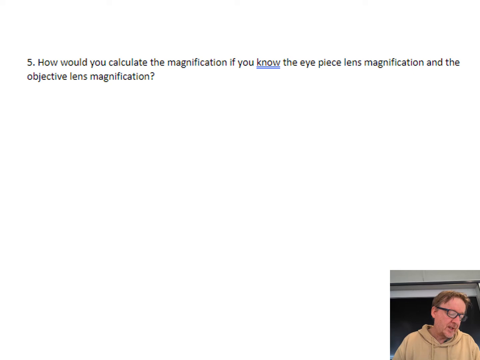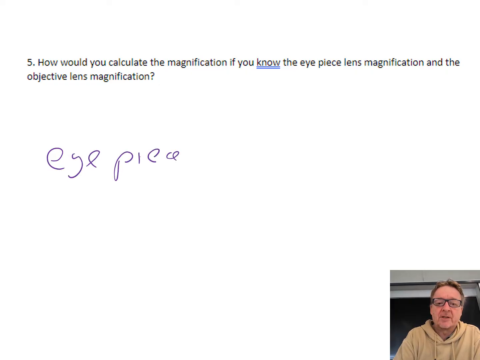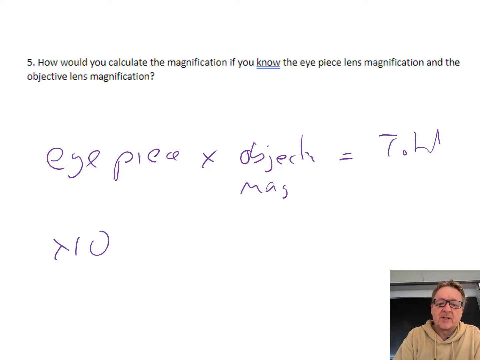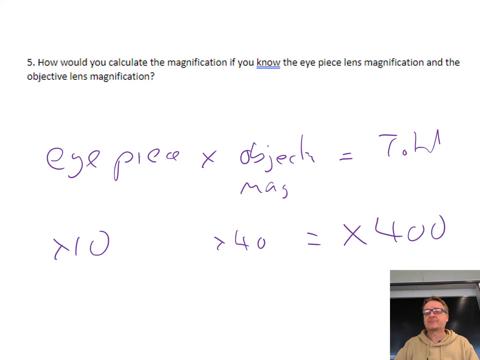How would you calculate the magnification if you know the eyepiece lens magnification and the objective lens magnification? So what you do is eyepiece magnification times the objective magnification equals the total. So if the eyepiece is times 10 and the objective lens is times 40, 10 times 40, the total magnification would be 400 times.